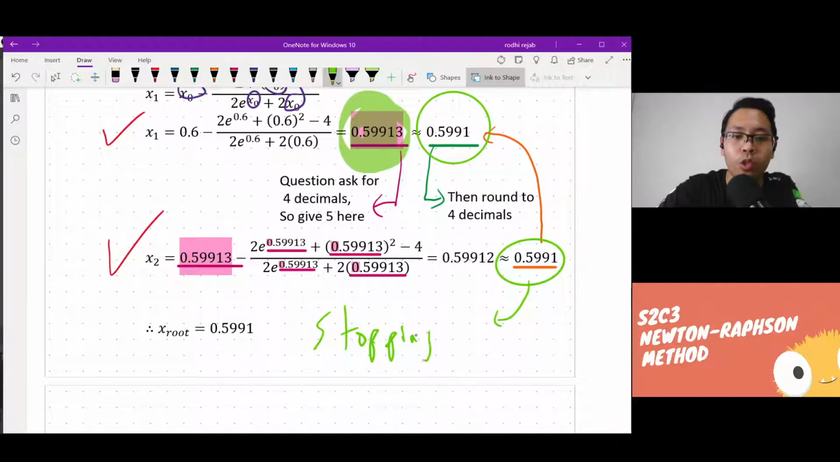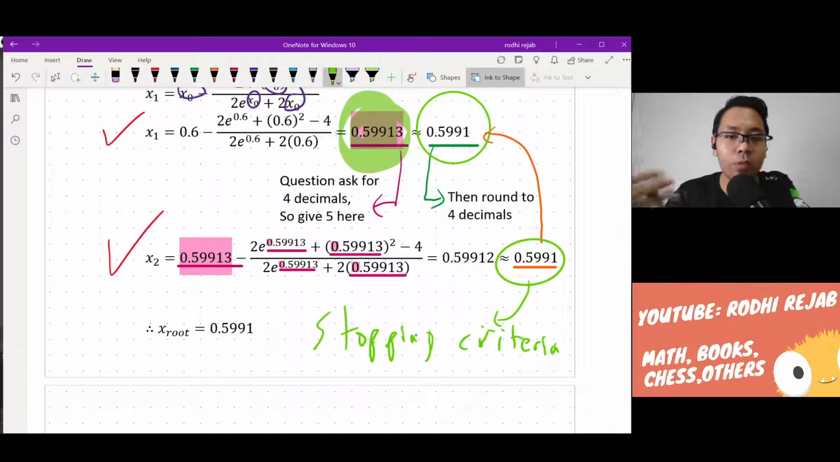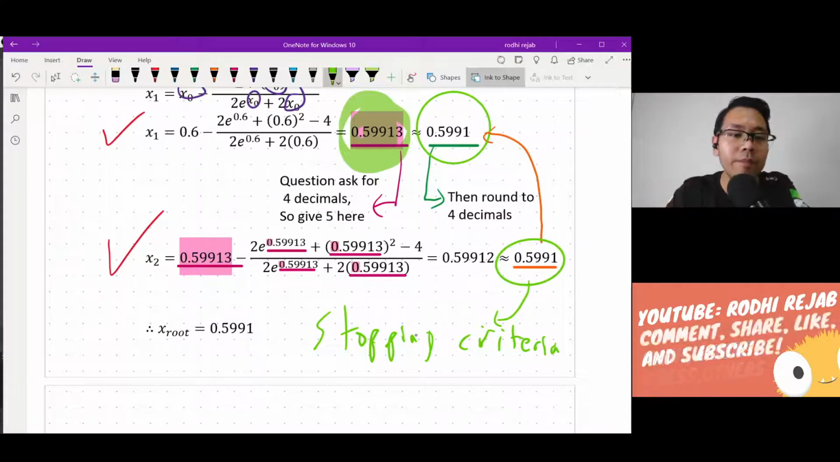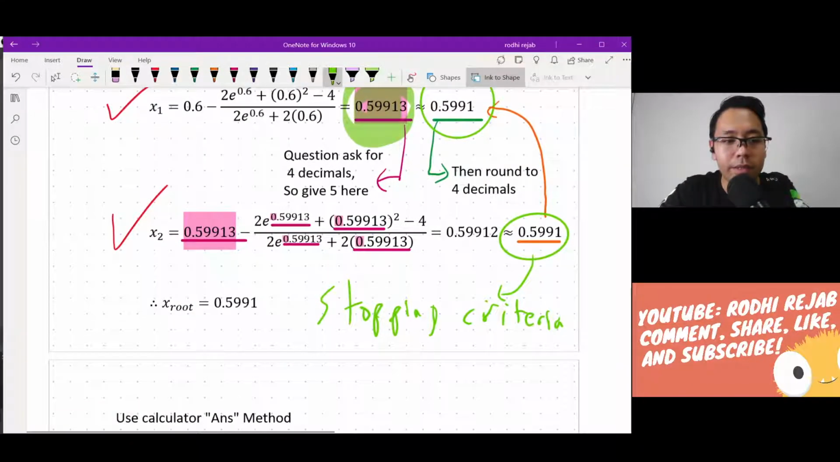What happens if we don't stop? If we do not stop and we write down another calculation, then you'll be penalized by 1 mark or 2 marks, because they say, hey, this person does not know when to stop. And let me rephrase it one more time: you stop when the rounded values are the same. So you stop there and that's your final answer.